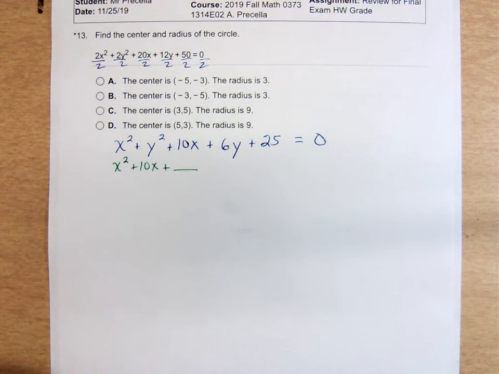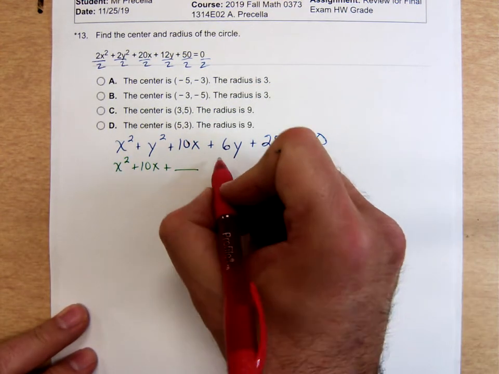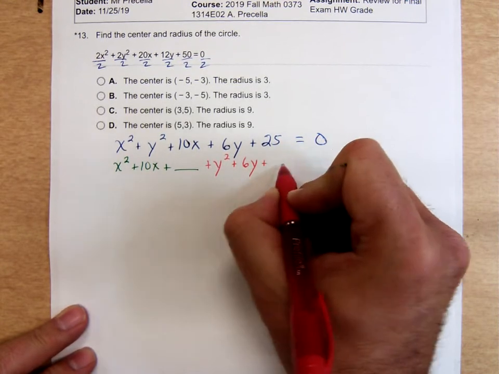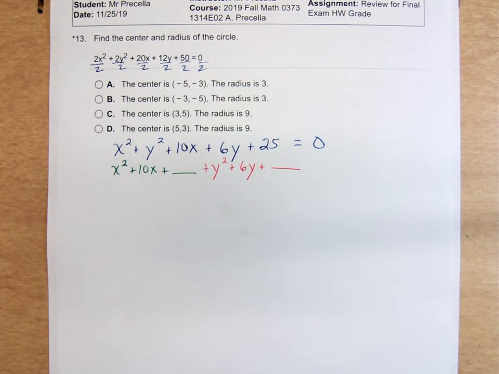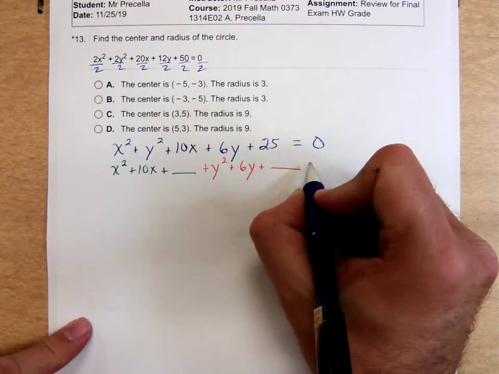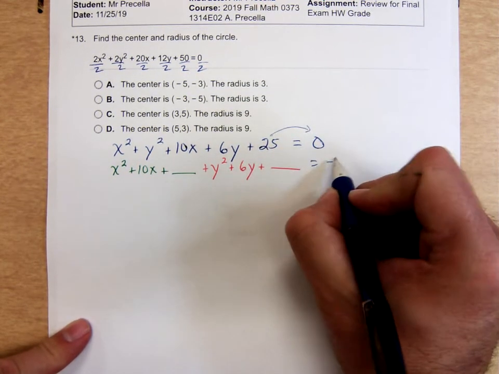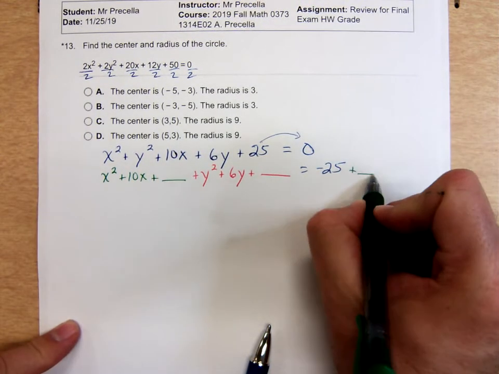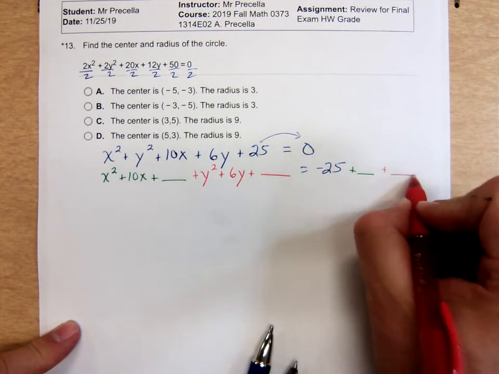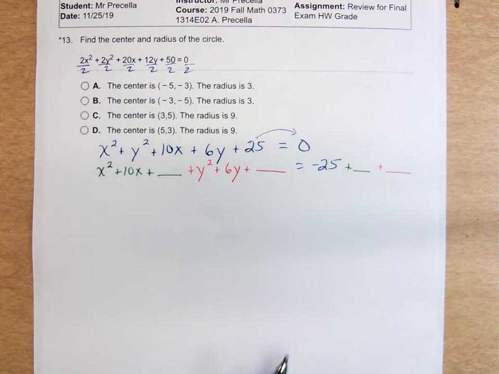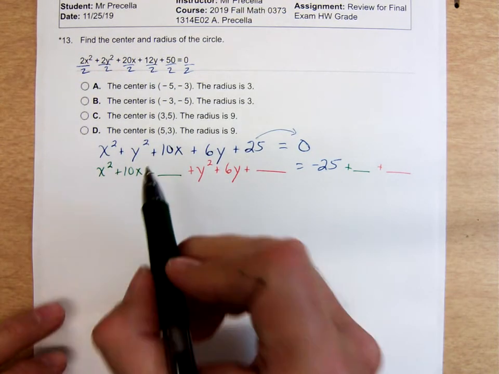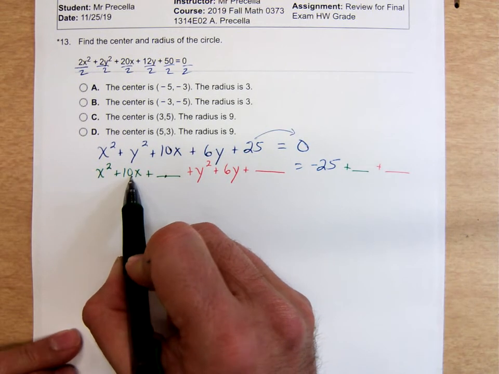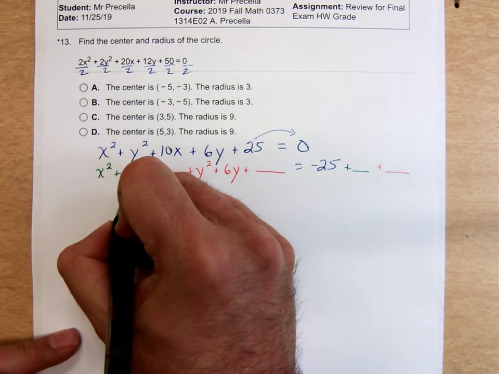Group the y's together. We have y squared plus 6y plus blank, and we'll move that 25 over, negative 25, plus blank, plus blank. So let me see. How do we figure out this number? Take half and square it. So let me write that out again. Take half and then square it.